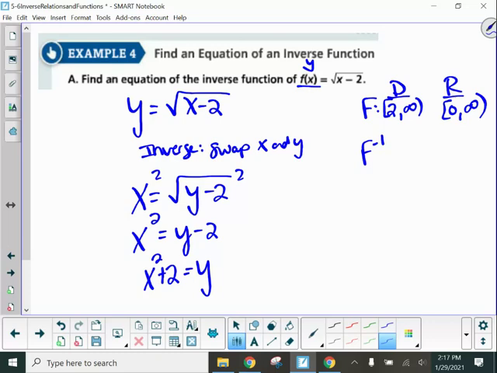This function, because when you square an x, y is never going to be able to equal a negative number. And in fact, y is never going to be able to equal anything that is less than 2, because if I were to graph this, it's never going to go below 2. So this domain is actually going to become the new range, because that's your limitation on what the y values can be in our inverse function.